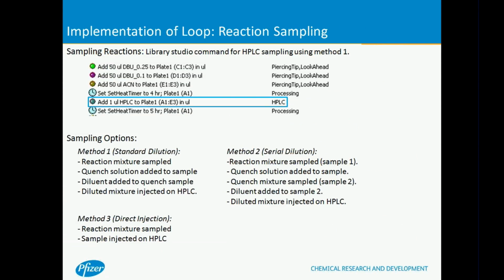Because of these high concentrations, we have method 1 and method 2. Method 1 allows you to sample a reaction mixture, have quench solution added, dilute appropriately, and then inject that diluted mixture onto the HPLC. And then method 2 allows for serial dilution, where your reaction mixture is sampled, a larger amount of quench solution is added, and that mixture is then sampled again and diluted. So you have a very low concentration solution being injected onto the HPLC.